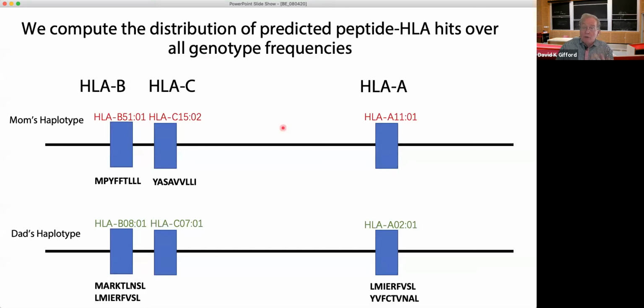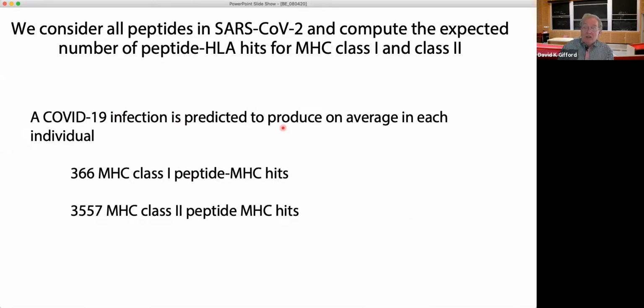So computing this over all genotype frequencies is obviously a computationally intensive task that requires a few tricks to be able to do it efficiently. And if we look at the entire virus and ask how many peptide MHC hits does it produce if you had an infection of COVID-19, we would expect and predict that it would produce about 366 MHC class 1 hits and over 3,000 class 2 hits that would be observed by our immune system.